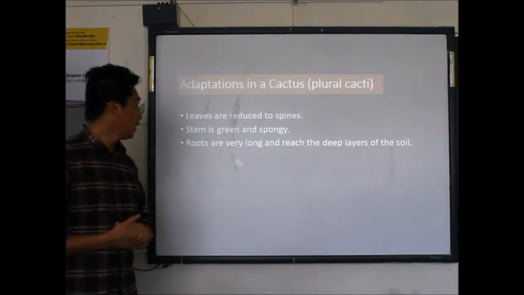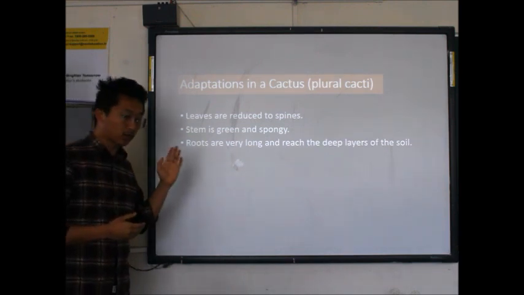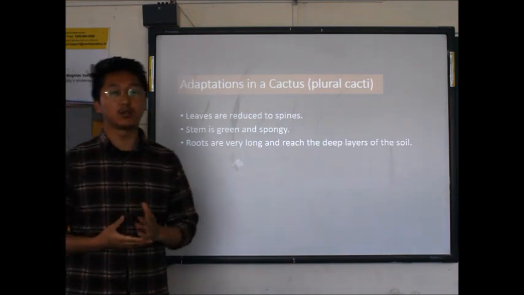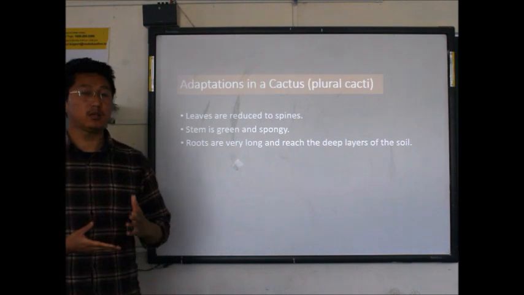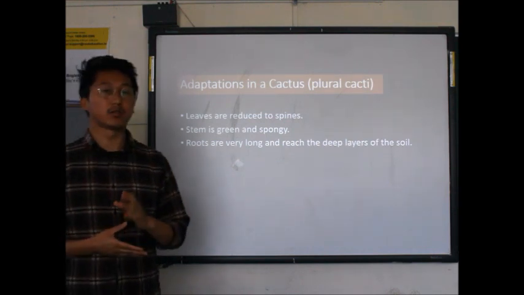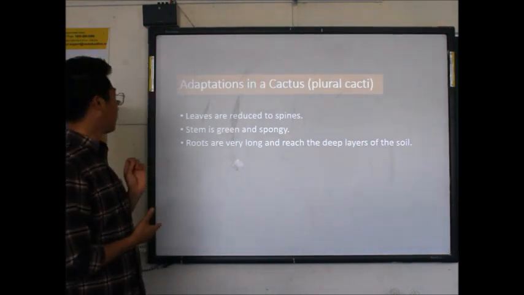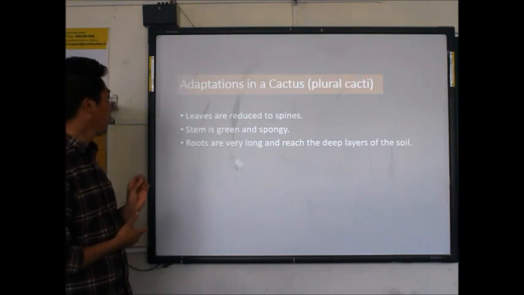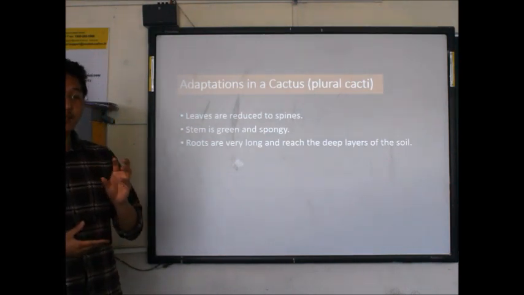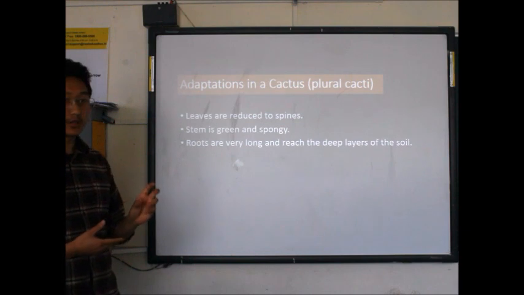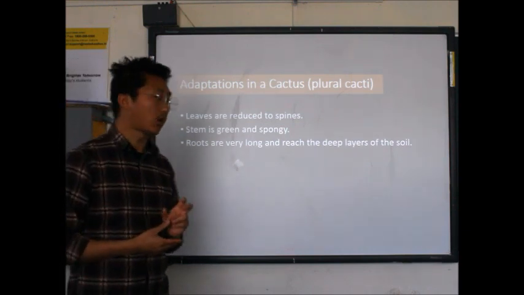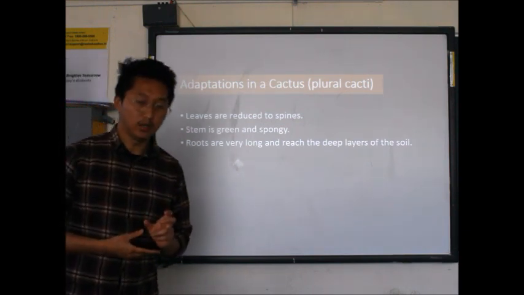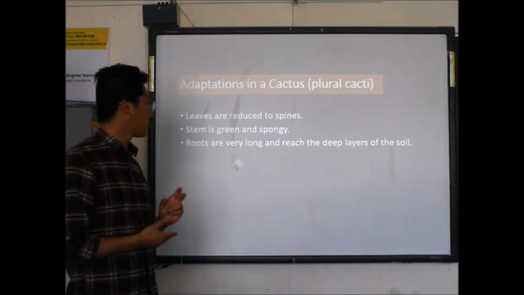The next adaptation is that the stem is green and spongy. We know that the green part of the cactus is the stem. That stem is spongy so that it can store water. The function of that spongy stem is that it stores the water.